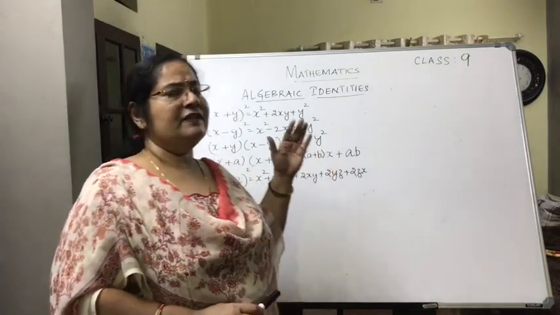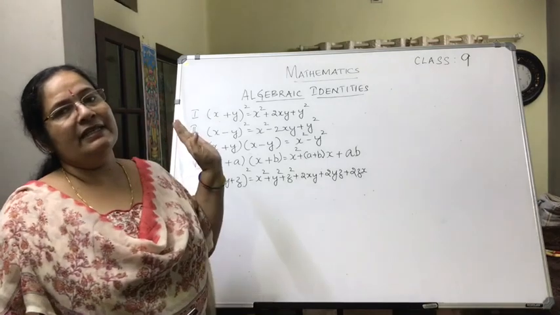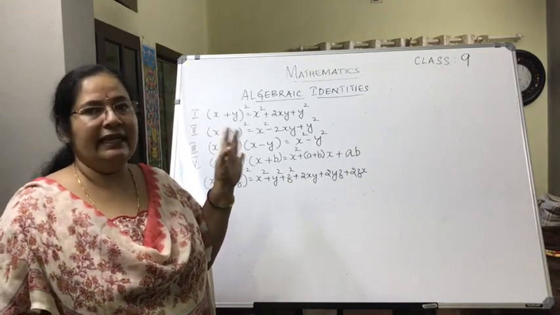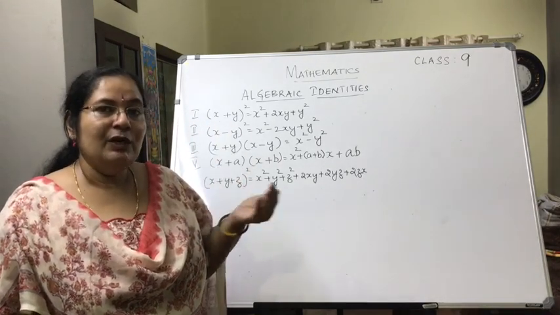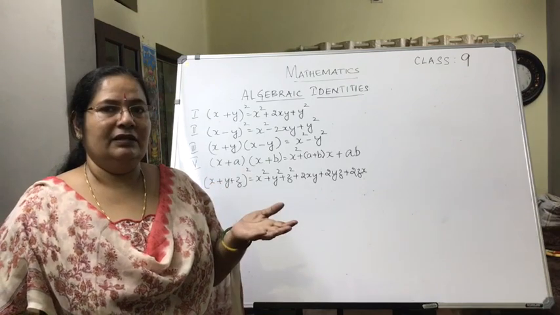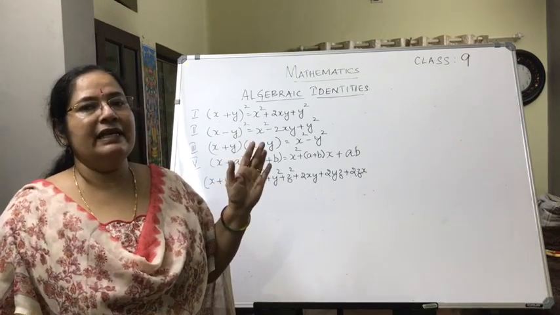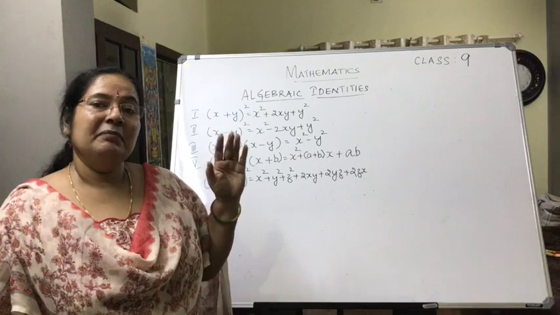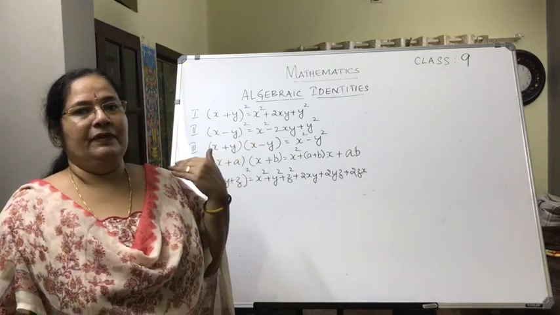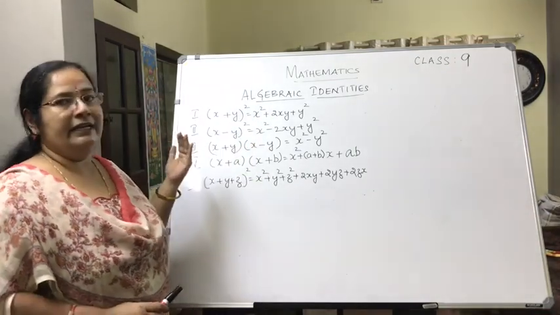So the same first 4 identities I think you have learned in class 8. It is just a revision with a different variable. The first 4 identities are same as what you have learned in class 8, but there you have used a and b. So we'll just quickly go through the identities.